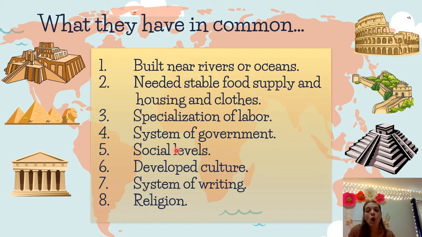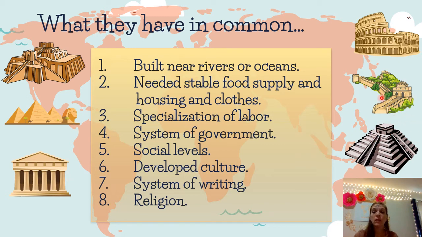Number 6, all of these civilizations had a developed culture. What does that mean? What's a cultura? That means that they had arte, arquitectura, música, and other forms of entertainment. Okay, look at all these buildings, you guys. This is arquitectura. The Mesopotamians had their ziggurats. The Egyptians had their pyramids. The Greeks had temples. The Aztecs had their temples.